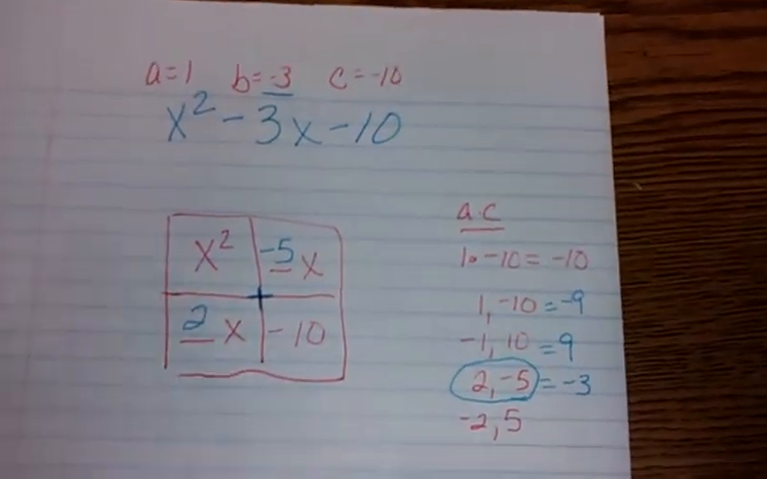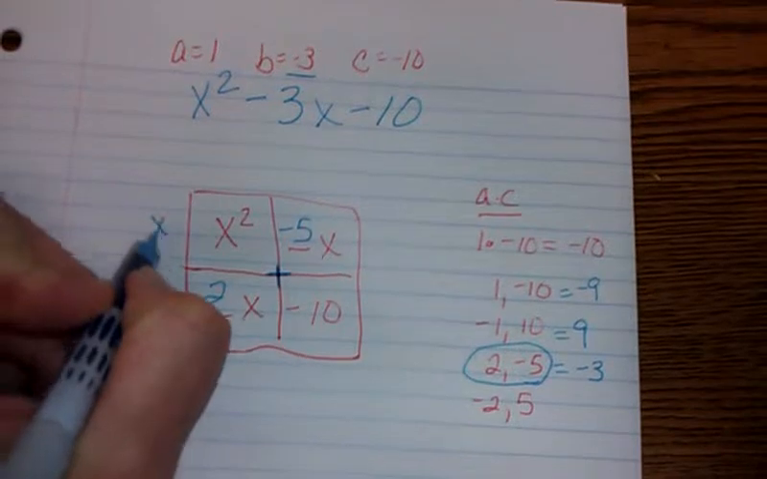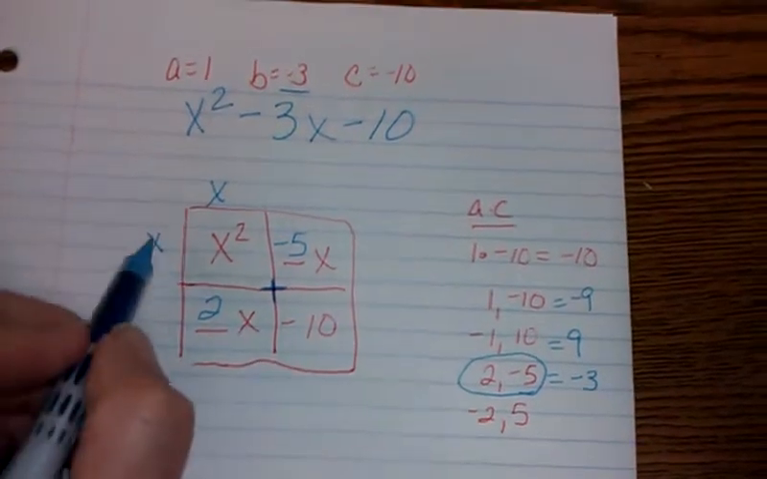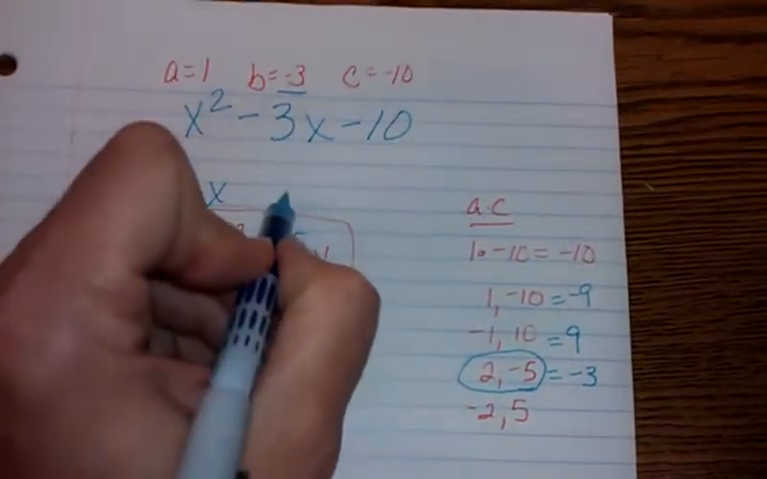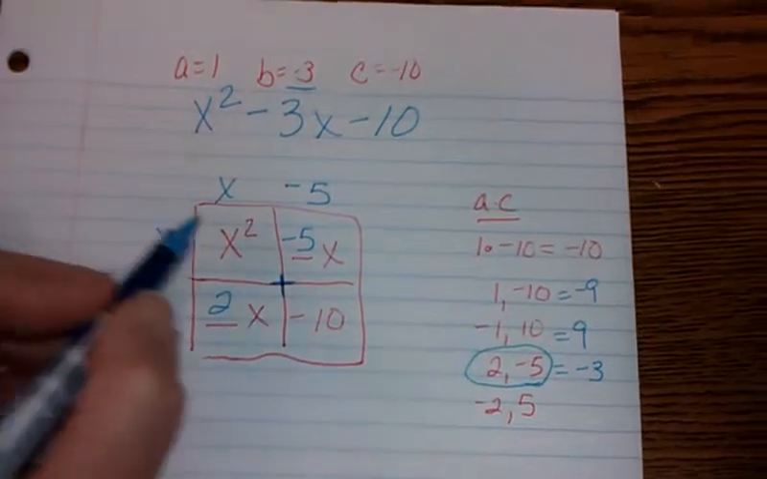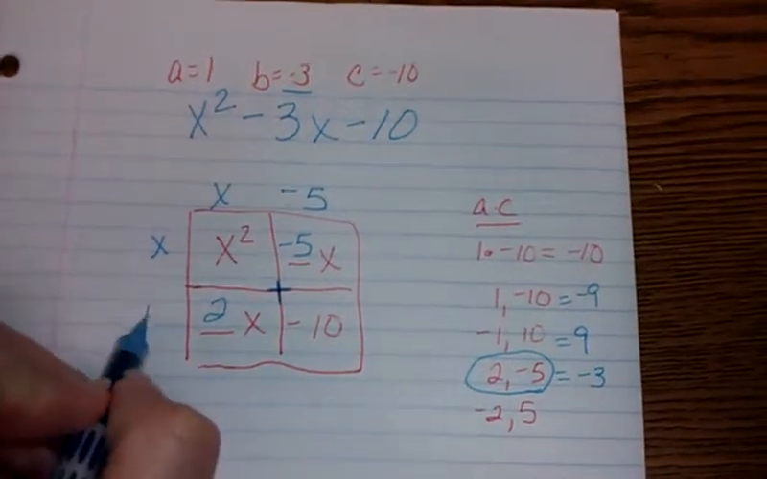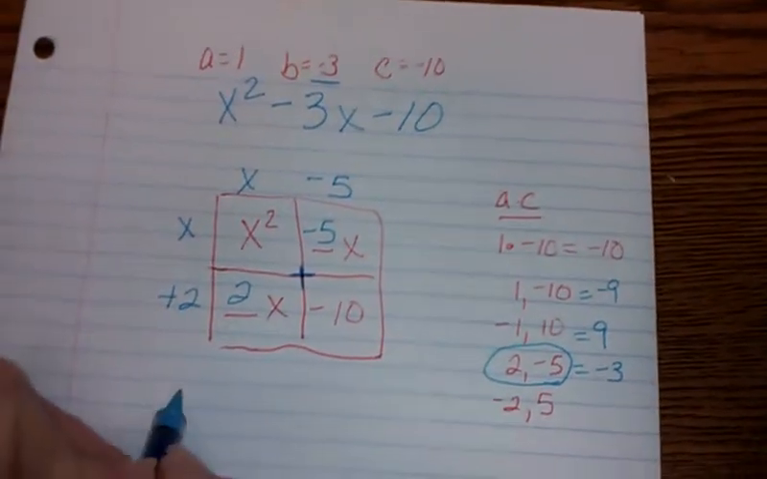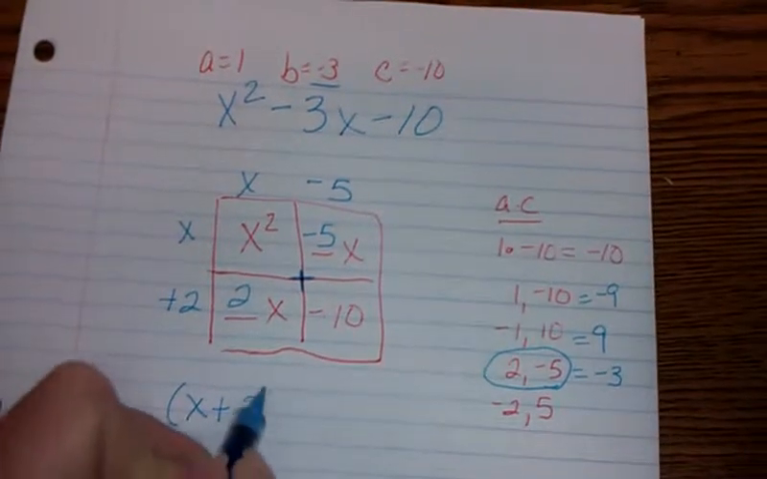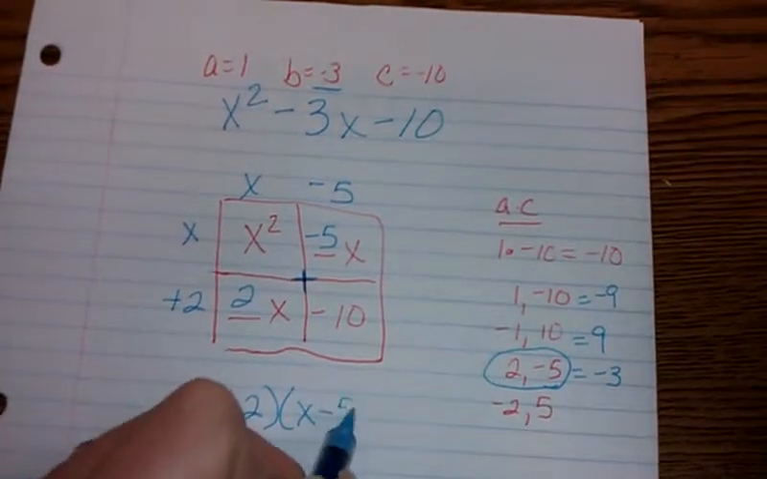So now when I go to factor, x squared splits up as x and x. X times what gives you negative 5x? Negative 5. X times what gives you 2x? Plus 2. My solution, x plus 2 times x minus 5.